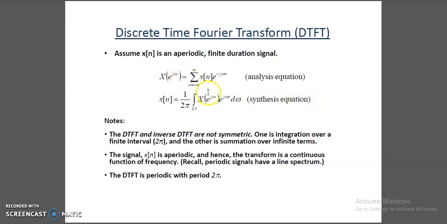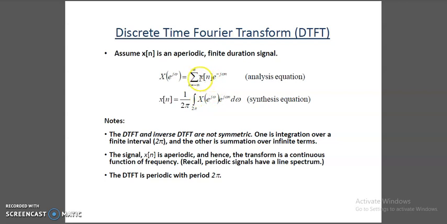When we check both these equations, that is the DTFT and inverse DTFT equation, otherwise we can say the analysis and synthesis equation, it is clear that these are not symmetric. When we check the analysis equation, here we use the summation. In the case of the synthesis equation, we go for integration over 2 pi. What is the reason for that?